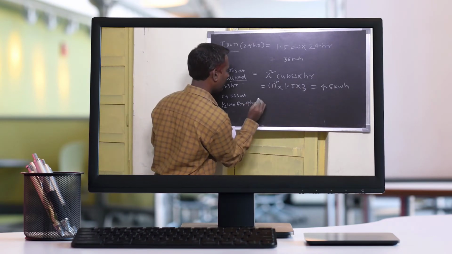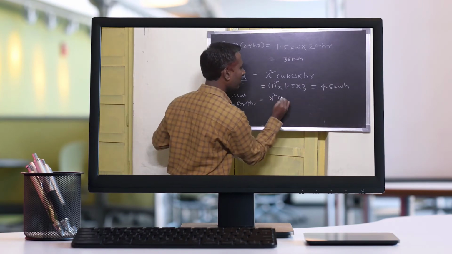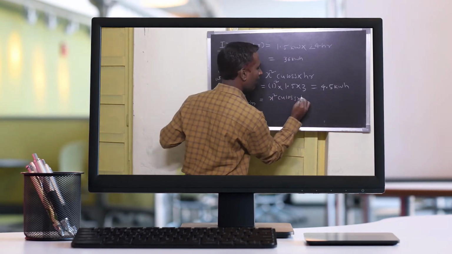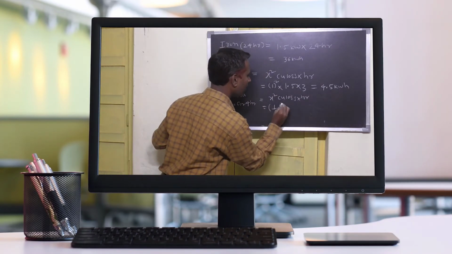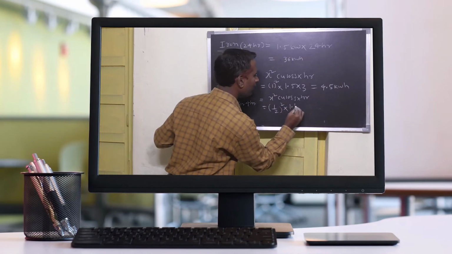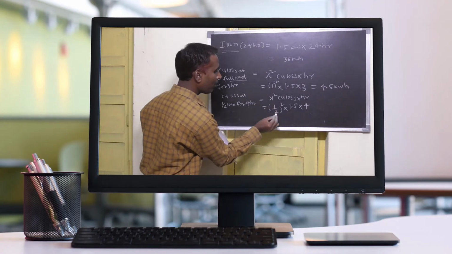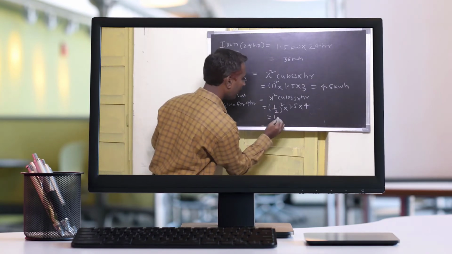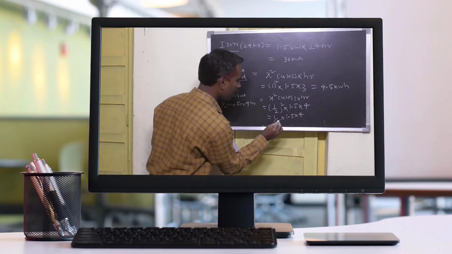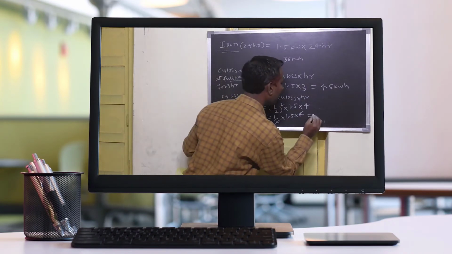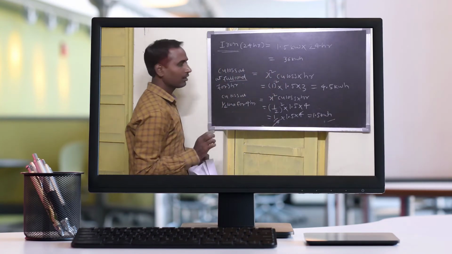For 4 hour, same formula: x square, copper loss into hour. Half load means (1 by 2) square, copper loss is 1.5, hour is 4. Correct? (1 by 2) square means 1 by 4. I will write here 1 by 4 into 1.5 into 4. This 4 gets cancelled. We'll get 1.5 kilowatt hour for 4 hour. Okay, next.